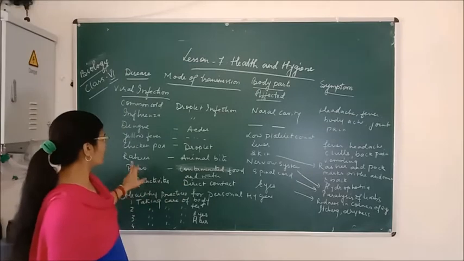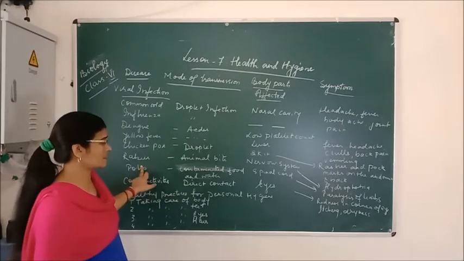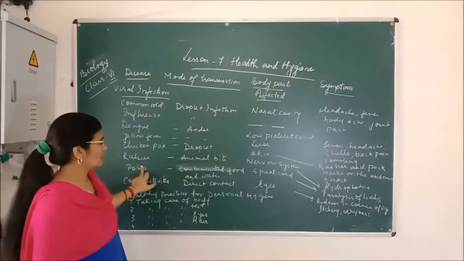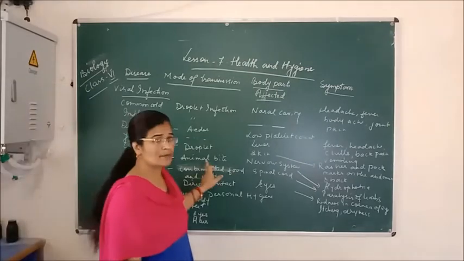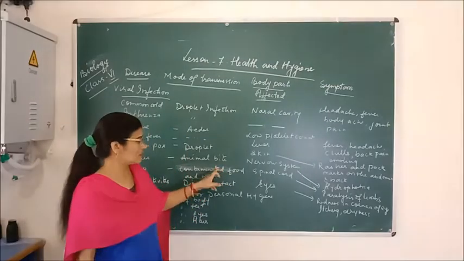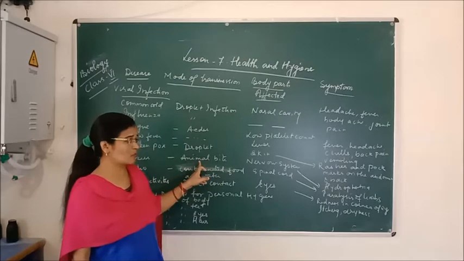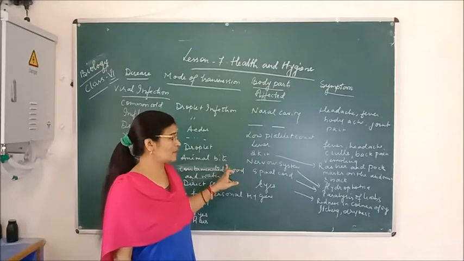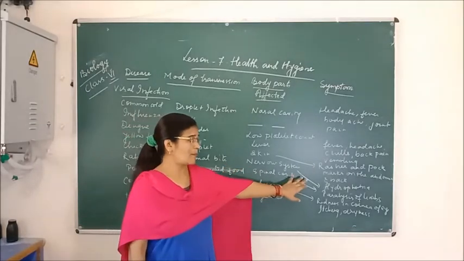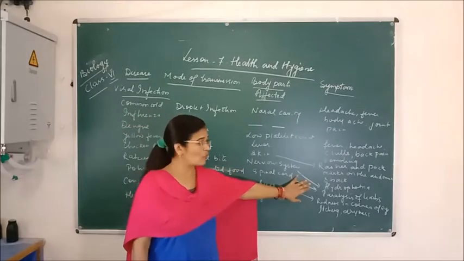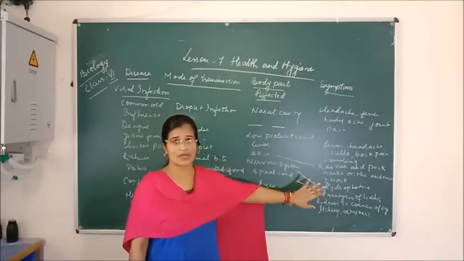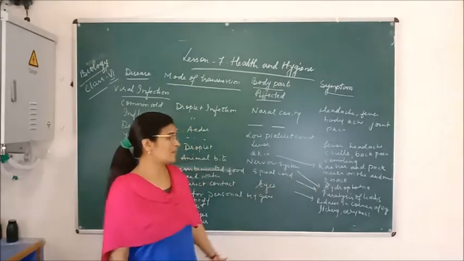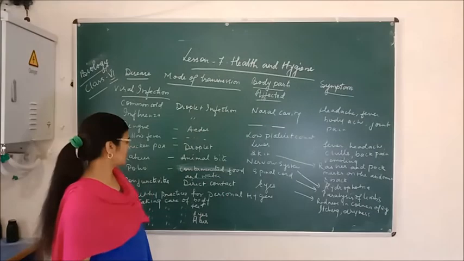Now rabies is also a viral disease which is caused or transmitted by the bite of an animal, especially a dog, and it affects mostly the nervous system. And the main symptom of rabies is that a person suffers from hydrophobia. Hydrophobia means fear of water. So that is the main symptom we can see in rabies.